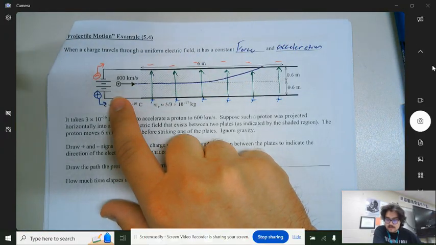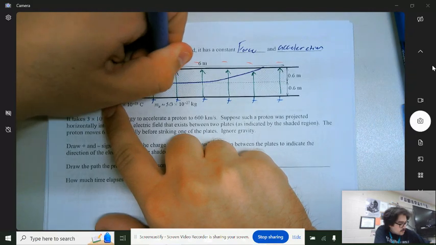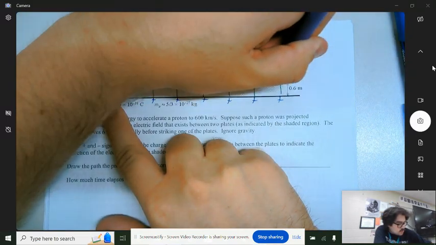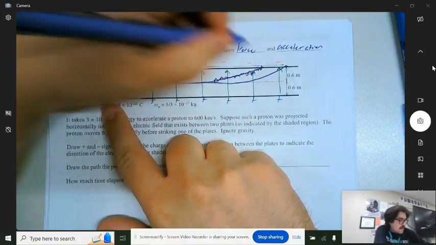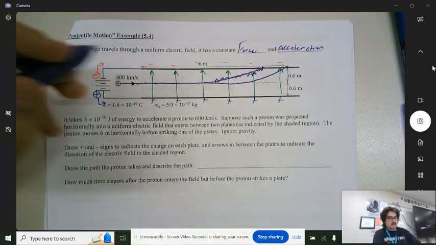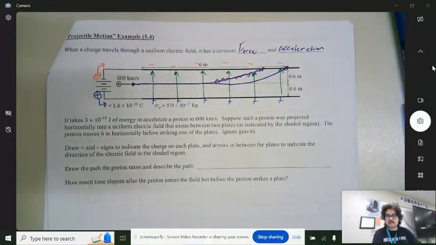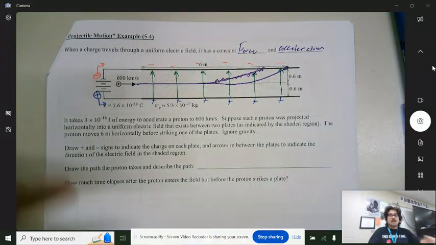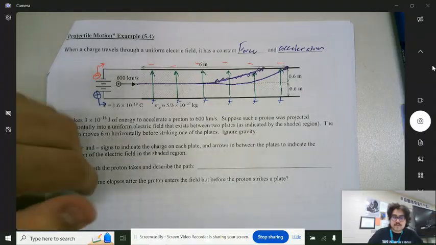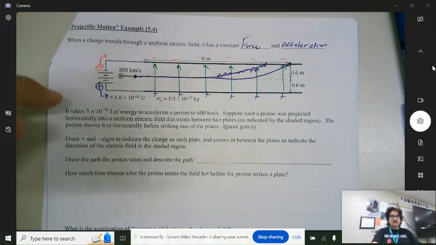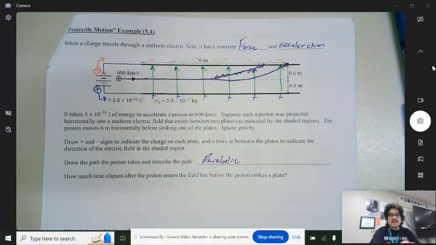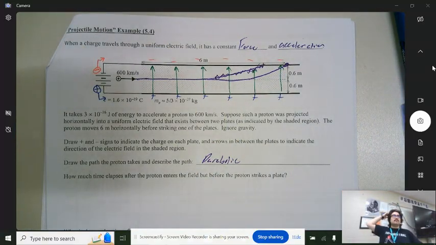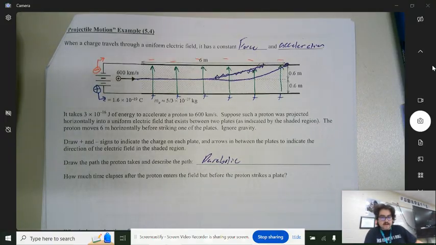Or I guess, I am so sorry, I should have drawn it a little bit longer than that, because it splats on the plate at 6 meters. So that's more accurate to where it should land. It should land right at the 6. Okay, we did the electric field. So the proton actually takes a parabolic path. Even though it doesn't really look like it, it is parabolic, even though it's a really stretched parabolic path.